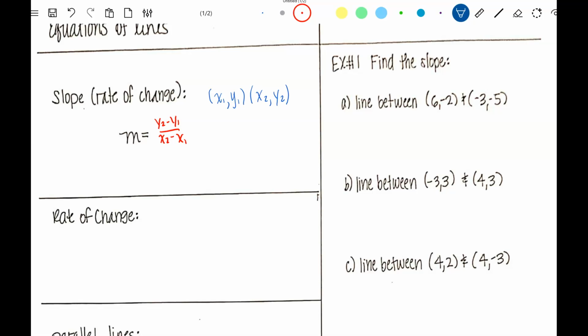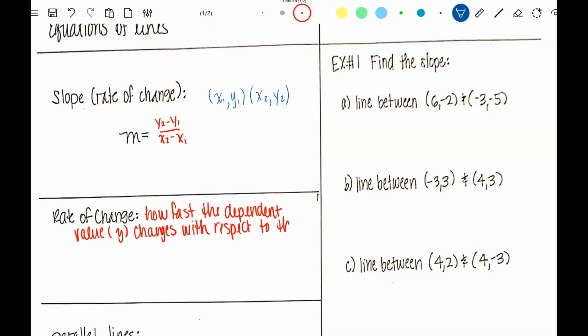The rate of change is related to slope, and in context, meaning with real world situations, the rate of change is how fast the dependent value, which is usually the y, changes with respect to the independent value, which is x.